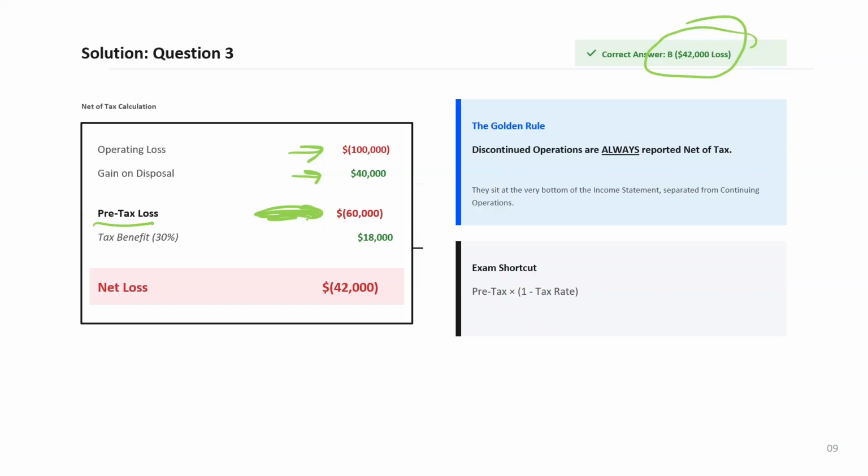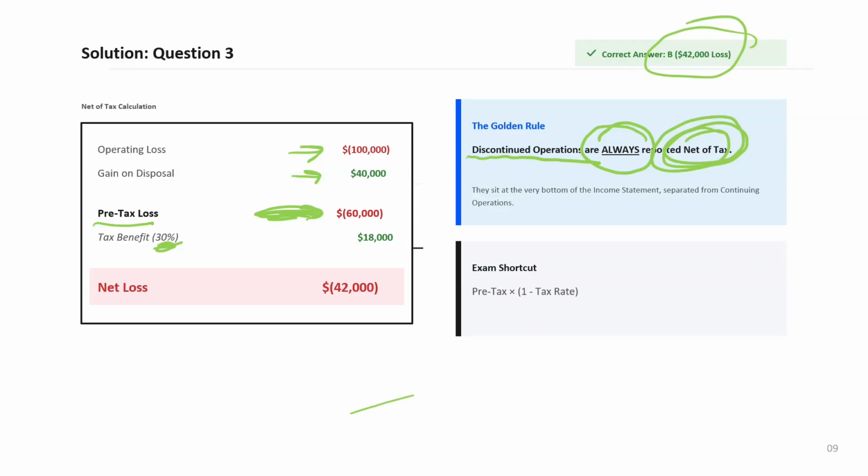Here, if you look at the options, I believe 60,000 was one of the options too. The exam trap here is if it's a discontinued operation, we always report it net of tax. The reason behind that is the last time we are reporting it, so we have to give as clean information as possible. The tax benefit, in the question they told us they were at a 30% tax rate, is $18,000. So their net loss is $42,000.